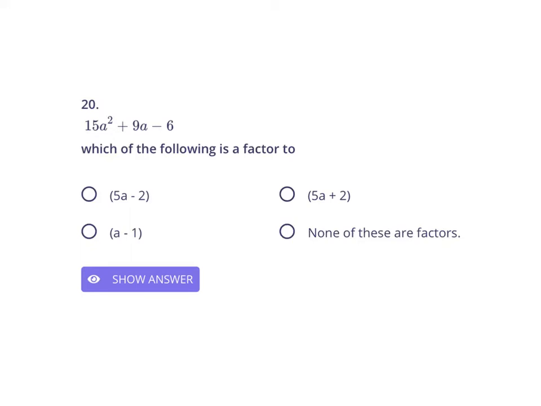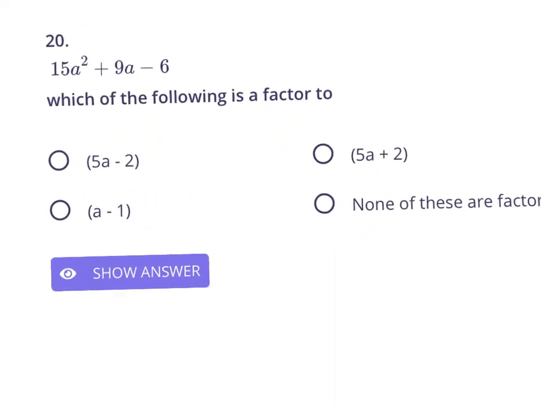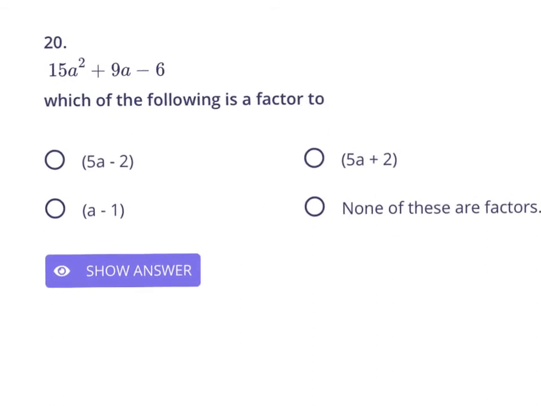On this question, they're asking you which of the following is a factor of 15a squared plus 9a minus 6. In other words, they're asking you to factor this, but why don't they give you the complete factored form? Because if they did, you could technically cheat by distributing the binomial they give you to see if it verifies to give you this. So what they're saying is factor this, and then which of the following is a factor of your answer.